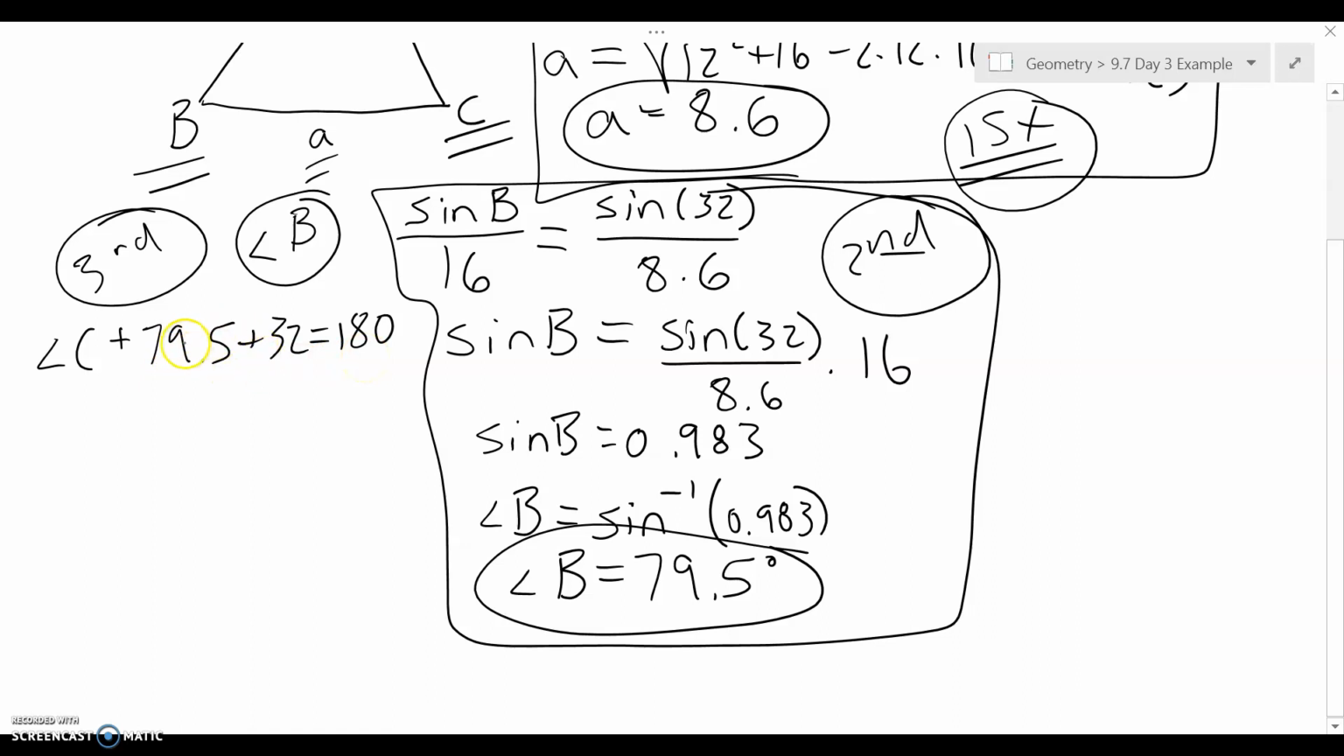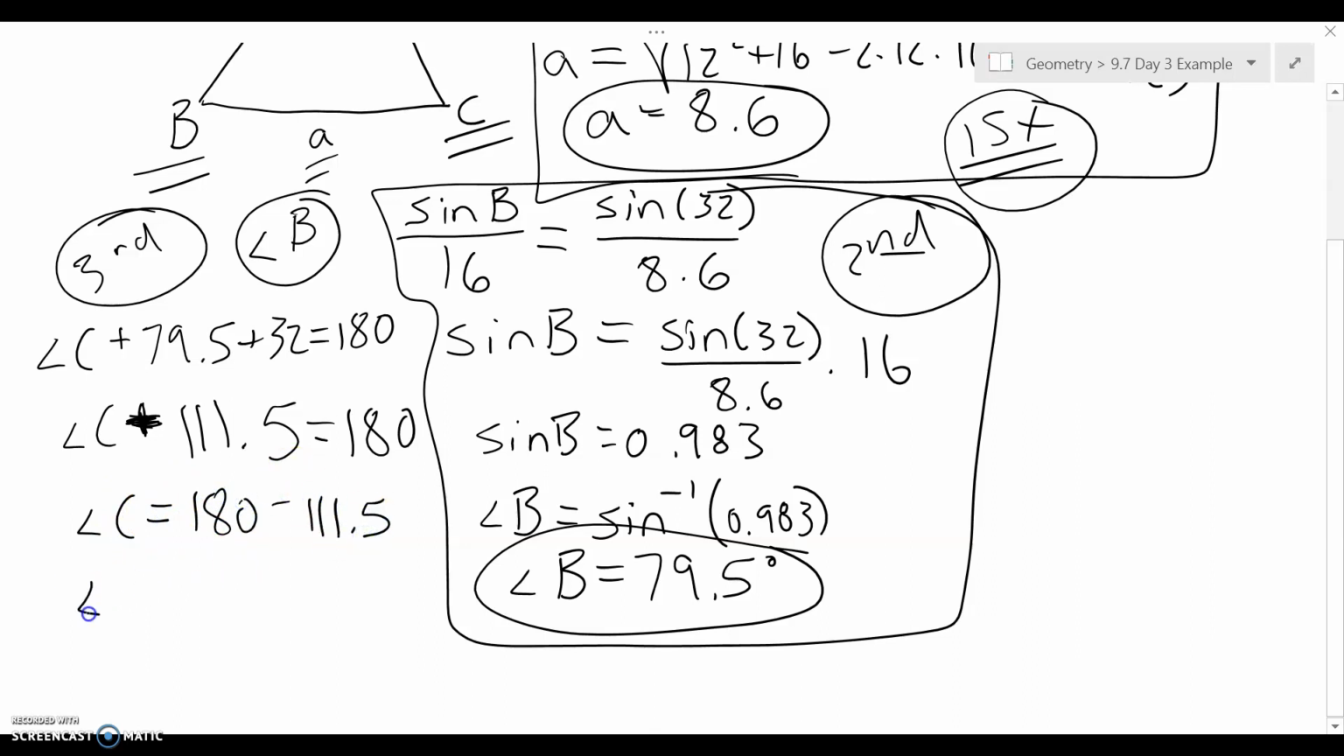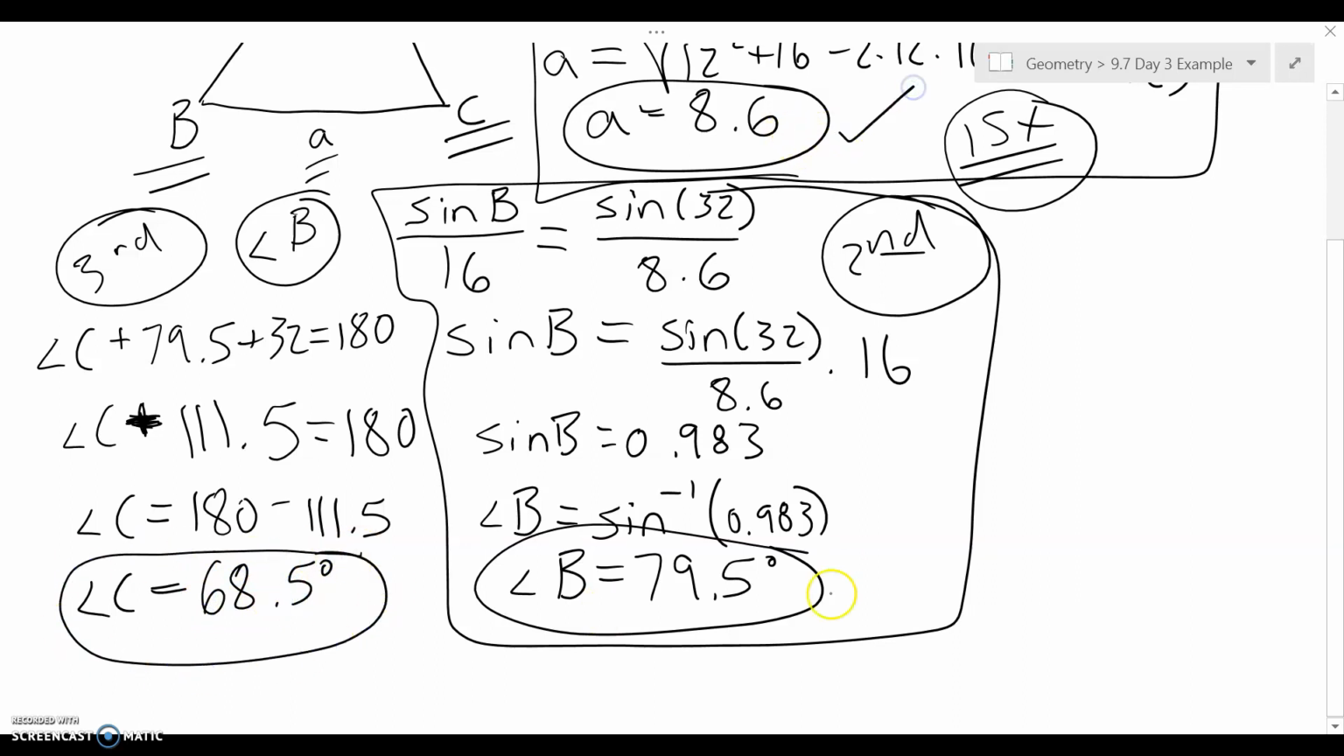So 32 plus 79.5. Well, let's see. If I add those two together, I'm going to get 111.5. When I add C to that, it equals 180. I'm then going to subtract 111.5 from both sides, and I'm going to take 180 minus 111.5. Certainly you can use a calculator, but we can also do this in our heads. We're going to get 68.5 degrees for angle C. And then I've got my one piece, side A, two piece, angle B, three piece, angle C. And that's it. That's our last example for law of cosines.